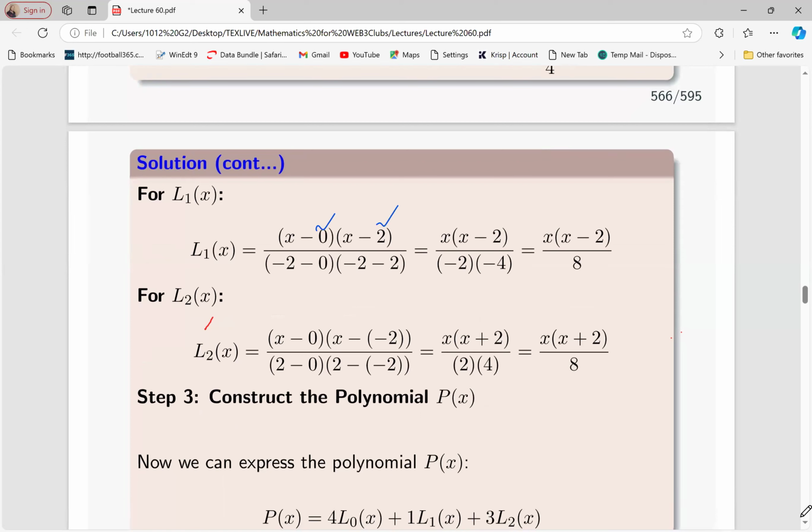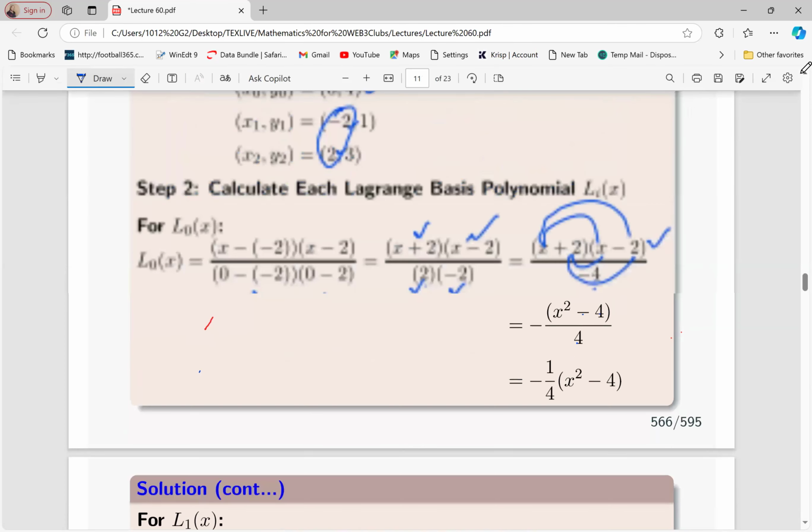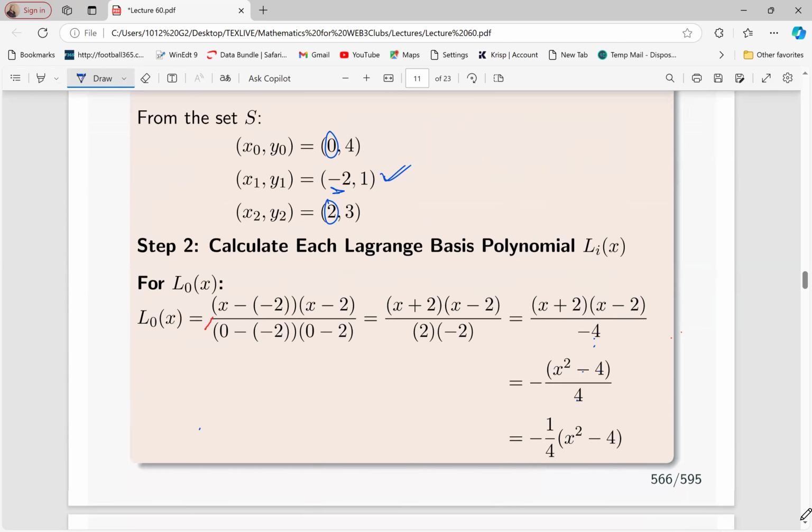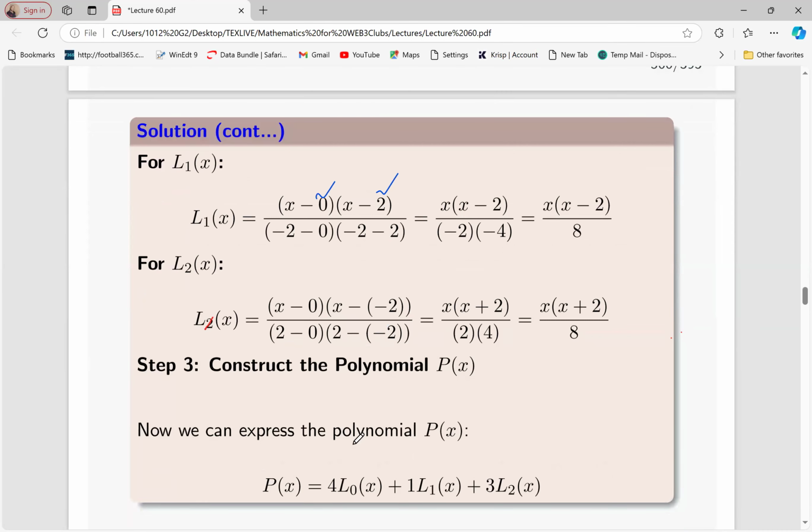And then the value of x of that point, the value of x that we're considering was negative 2, I think. It's negative 2. Now subtract the other values of x from it. So negative 2 minus 0 and negative 2 minus 2.